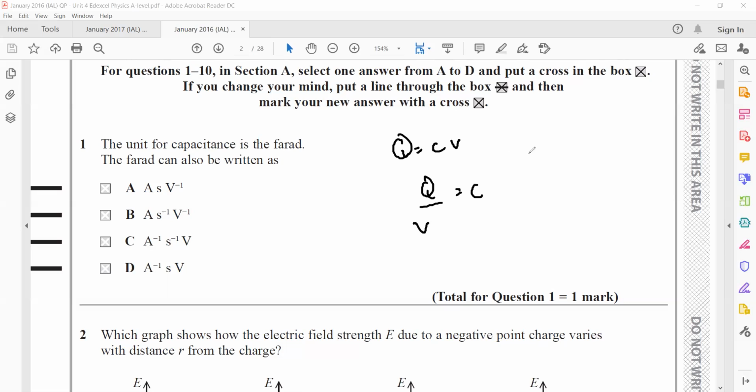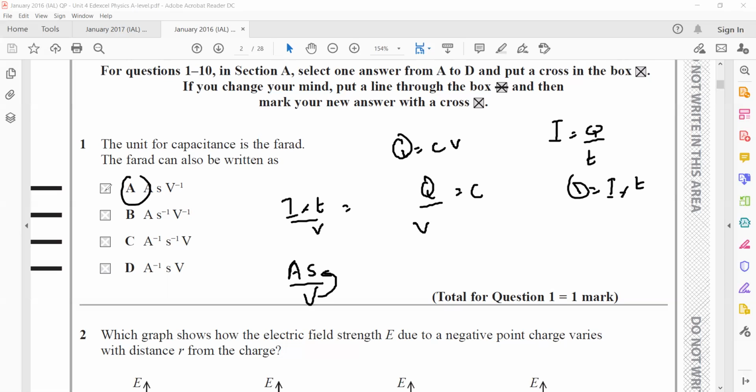Q is the charge, and as you can see, ampere is given, so charge is given in terms of current and time. As we know, current is charge divided by time, so charge is equal to current multiplied by time. In place of charge, I can write current multiplied by time divided by V. Current is ampere, time is second, divided by V. If I move V outside the numerator, A will be the right answer.